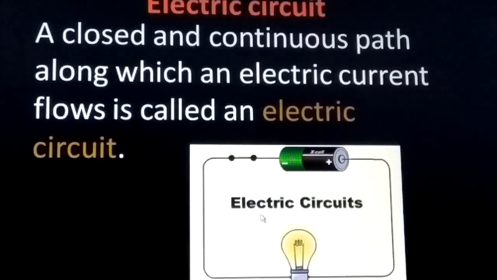So to pass the electric current, we require a circuit. The circuit allows the electrons to flow through it. So students, you know that the current means the flow of charges.